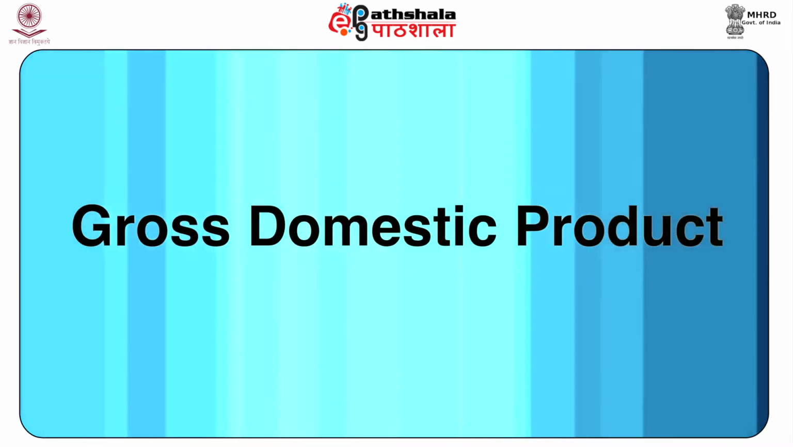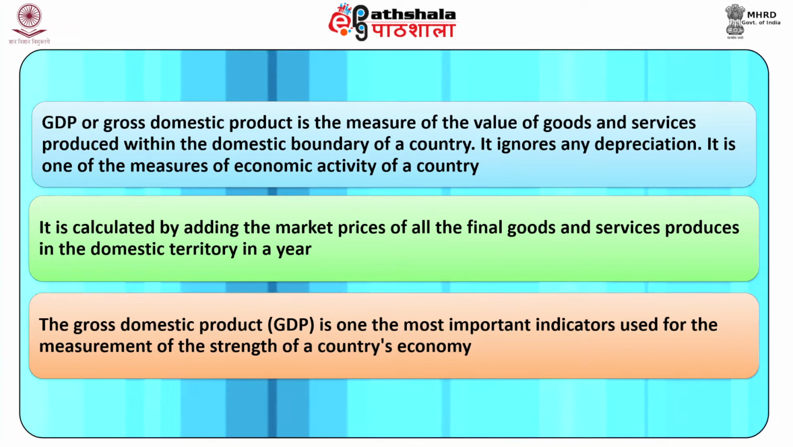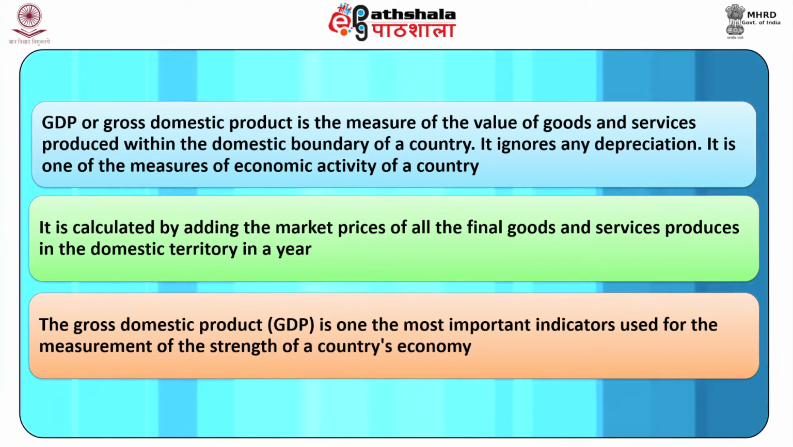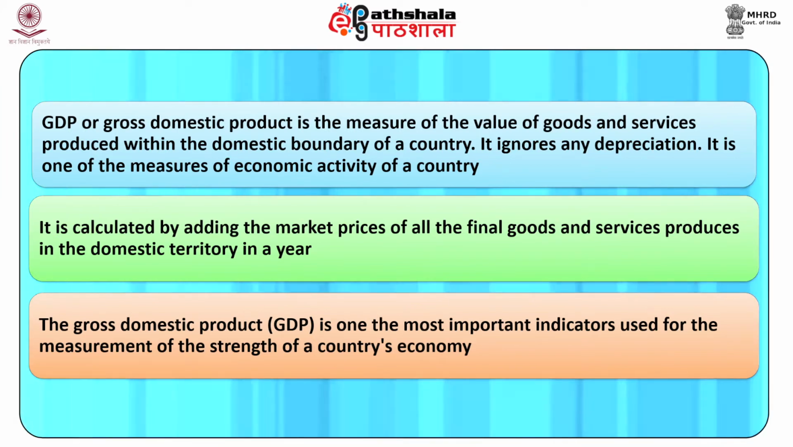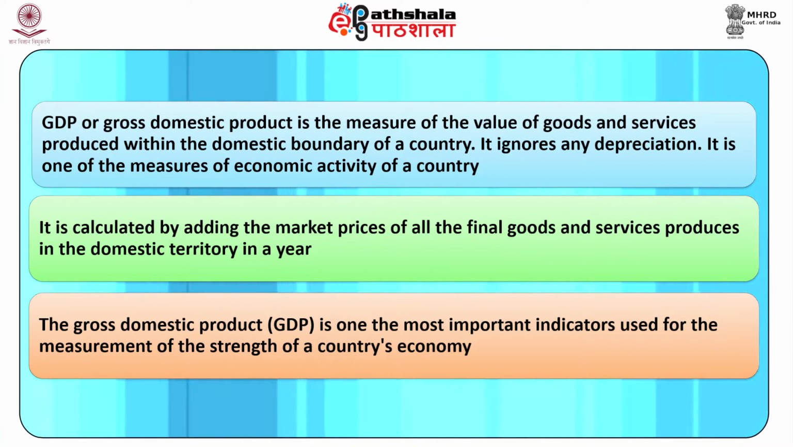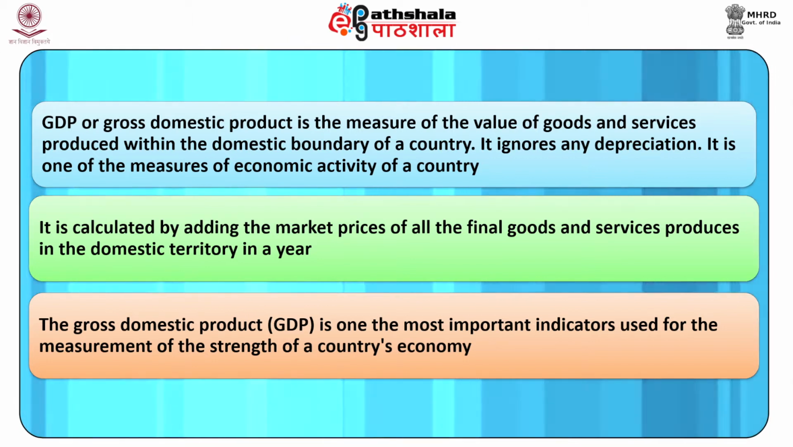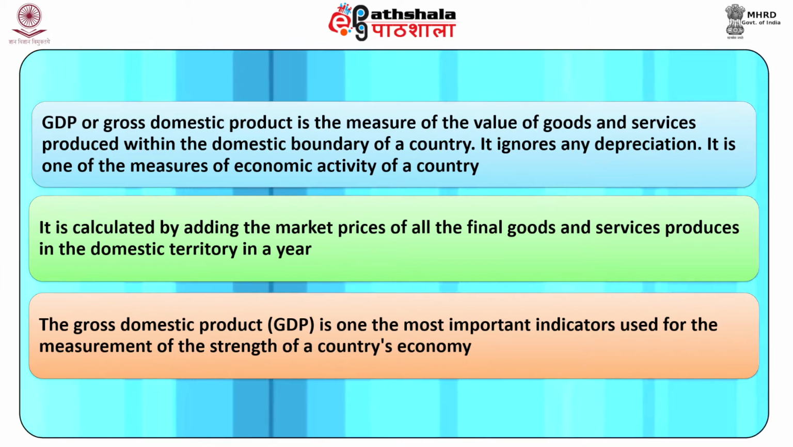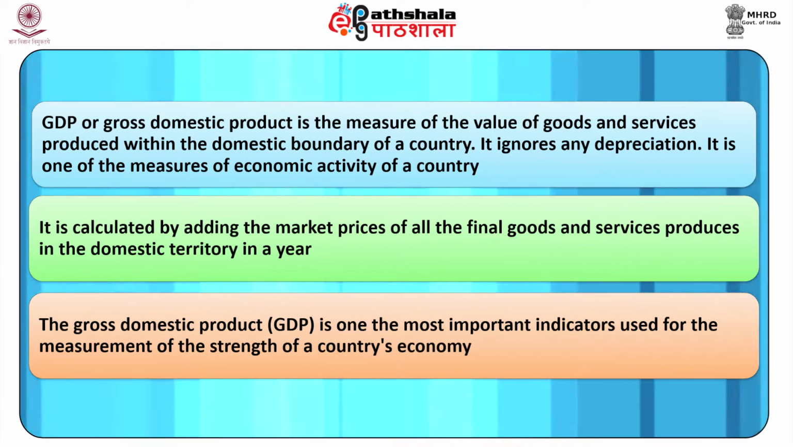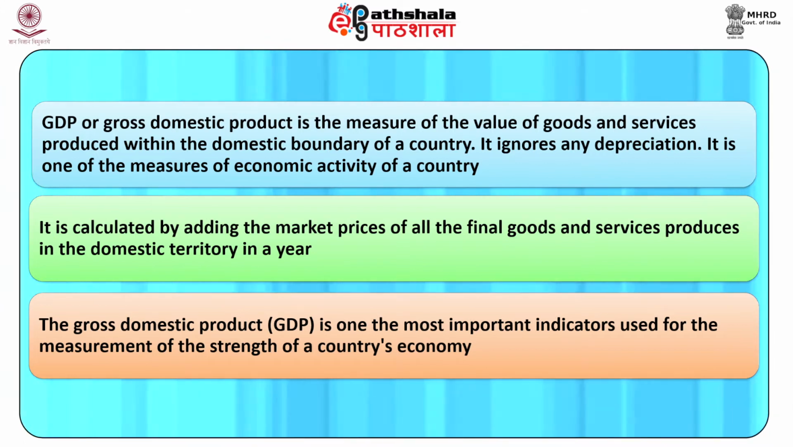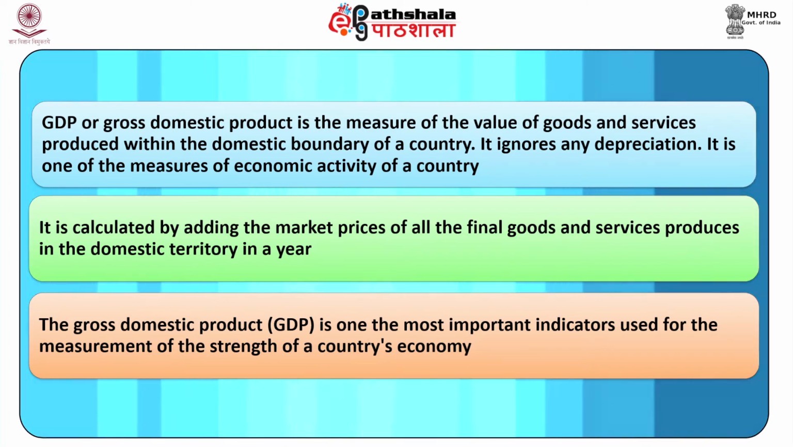First is gross domestic product. GDP, or gross domestic product, is the measure of the value of goods and services produced within the domestic boundary of a country. It ignores any depreciation. It is one of the measures of economic activity of a country. It is calculated by adding the market prices of all the final goods and services produced in the domestic territory in a year. GDP is one of the most important indicators used for the measurement of the strength of a country's economy.